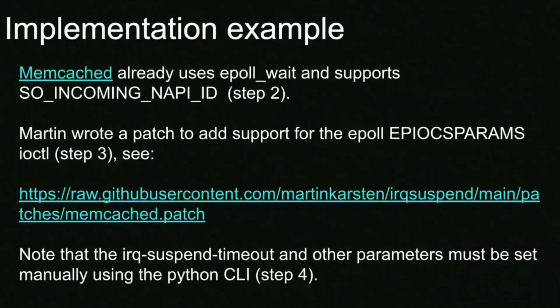Another example is memcached, which already uses epoll wait and supports SO incoming NAPI ID, so that already exists. It doesn't use the epoll ioctl, so Martin, who I worked with on the patch series, has a small patch to memcached that allows you to use the epoll ioctl. So that patch is here if you want to read how that works. And the IRQ suspend timeout, if you're using memcached, has to be set manually using the Python CLI, like I showed earlier in the slides.